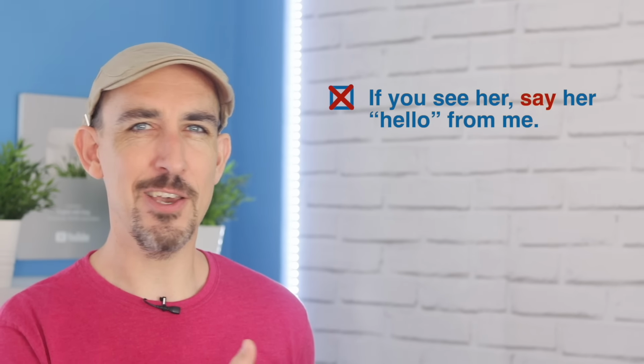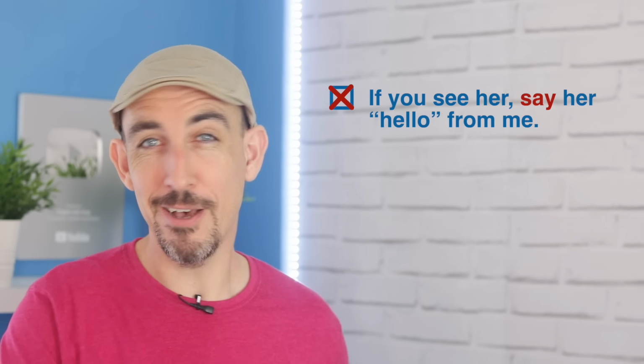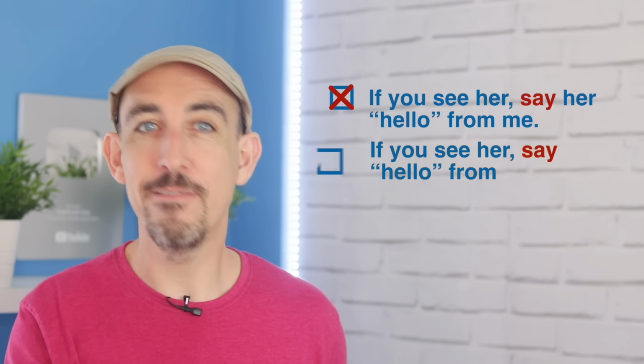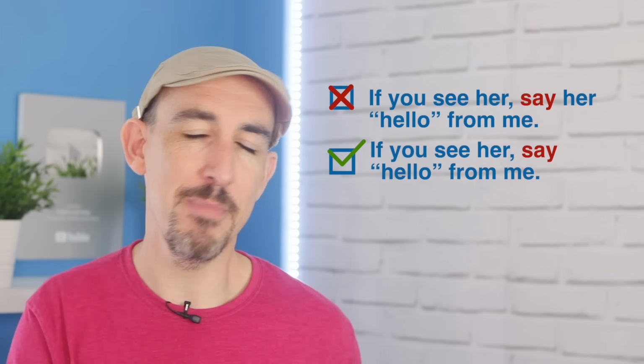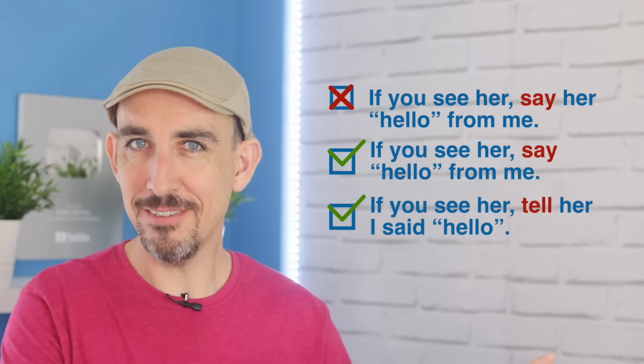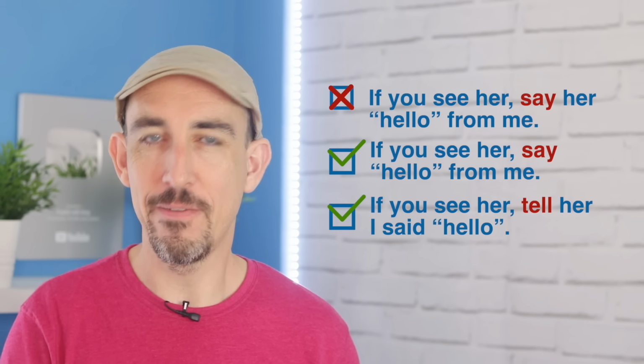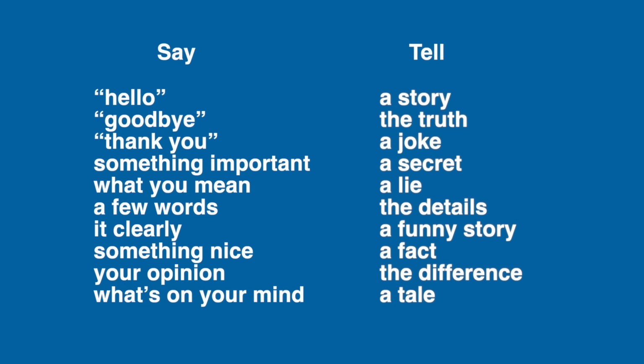So from the original sentence, if you see her, say her hello from me. Say her cannot be correct, but you have a couple of different options. You can say, if you see her, say hello from me. Or you could also say, if you see her, tell plus a person, tell her, I said hello. I said plus a thing, hello. If you see her, tell her, I said hello. Okay, I'm just going to put on screen here for you a table with a few collocations that we commonly use for say and tell.